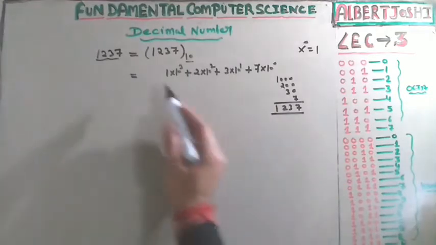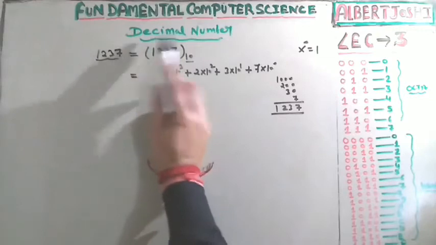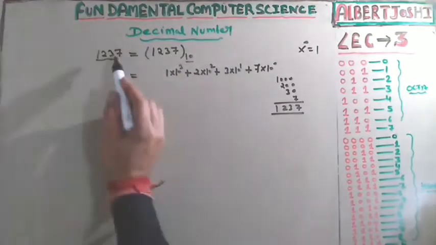So here the base is 10. Whenever the base is written as 10, it means this is a decimal number. That is the way to represent the decimal number.